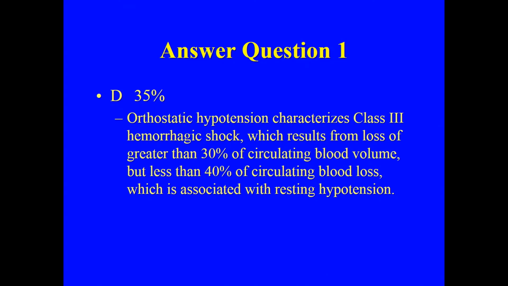Orthostatic hypotension characterizes class 3 hemorrhagic shock, which results from the loss of greater than 30% of circulating blood volume, but less than 40% of circulating blood volume loss. And this class of hemorrhagic shock is associated with resting hypotension.